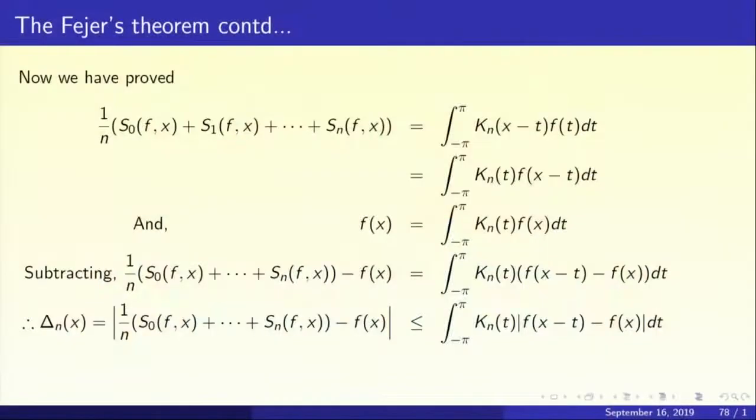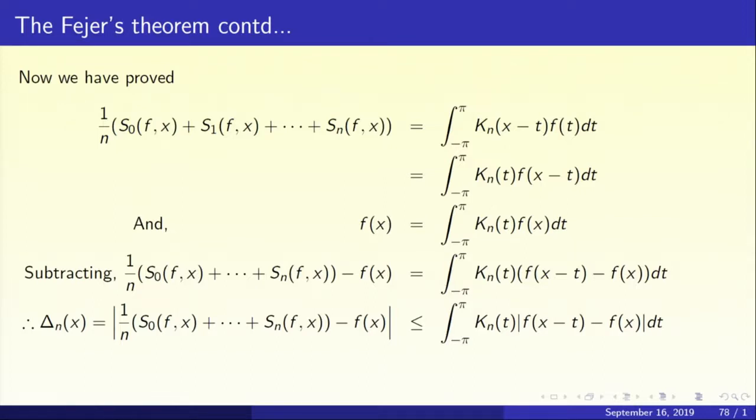What should we do now? Multiply by f of x. So we get the integral from minus pi to pi of fx kn theta d theta equal to fx. That is the next thing that we do. So first of all, let us recall what we have derived: 1 upon n times s naught of fx plus s1 of fx plus etc. plus Sn of f of x is equal to the integral from minus pi to pi of kn of x minus t ft dt, which is the same as the integral from minus pi to pi of knt f of x minus t dt. That is easy. And f of x is equal to the integral from minus pi to pi of knt f of x dt.